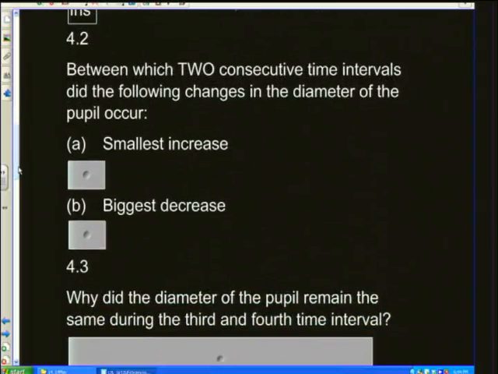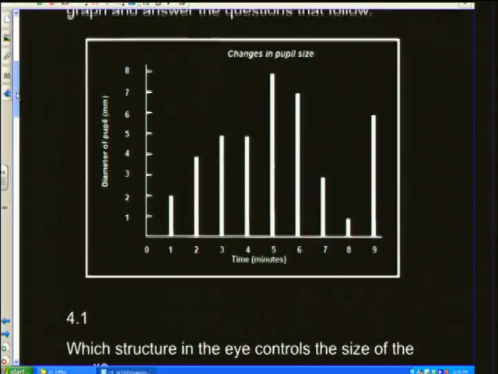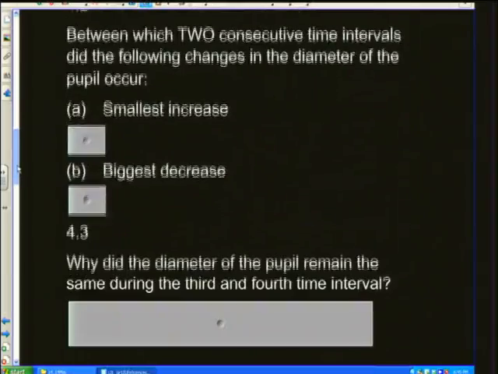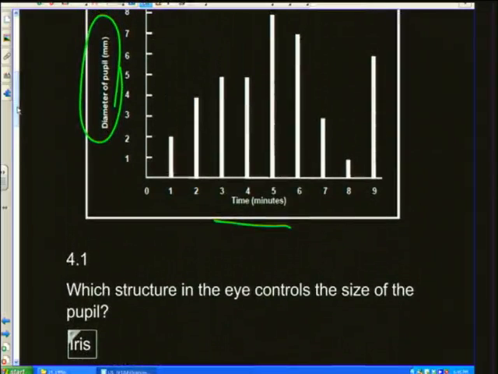Between which 2 consecutive time intervals did the following changes in the diameter of the pupil occur? When was the smallest increase? Now watch, you're going to read this thing properly. This is the time intervals on the x-axis and the diameter of the pupil on the y-axis. Okay, so we need to look for the smallest change. Which way? Let's see. Smallest increase. From here to there was how many? That's 2, that's 4, so that's 2.